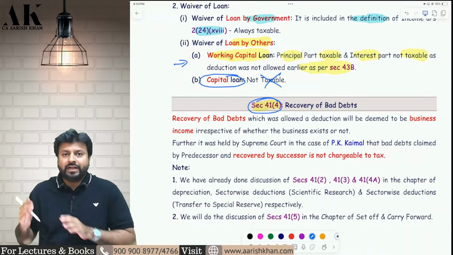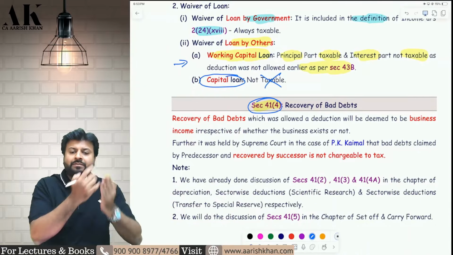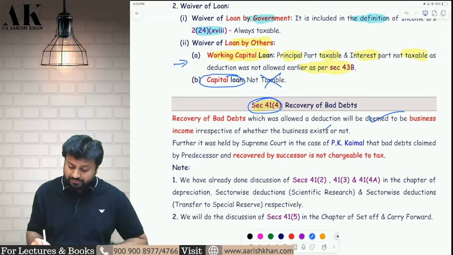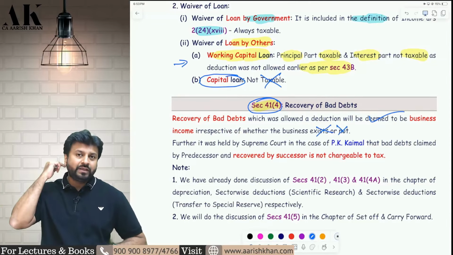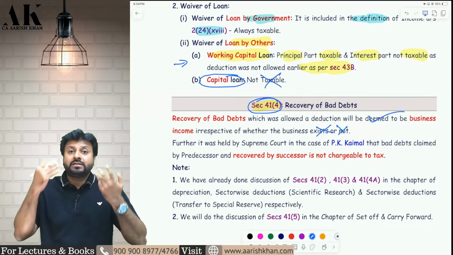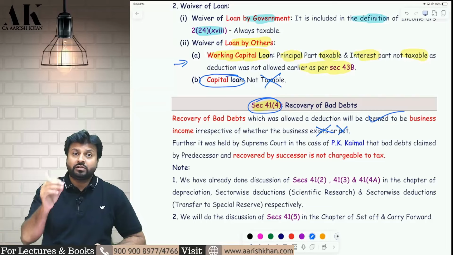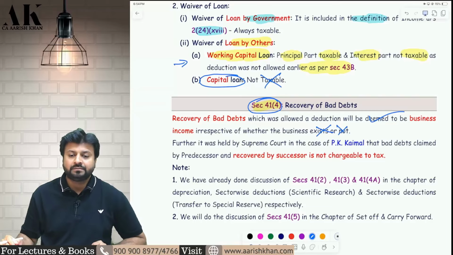Recovery of bad debts. You have taken a deduction of bad debts earlier. Now you are recovering that bad debts. Then it is taxable as business income irrespective of whether the business exists or not. It doesn't matter. If the business exists, then also it is taxable. If the business is closed, after the business is closed, you are receiving something as a recovery of bad debts, then also it is taxable. I hope it is clear.